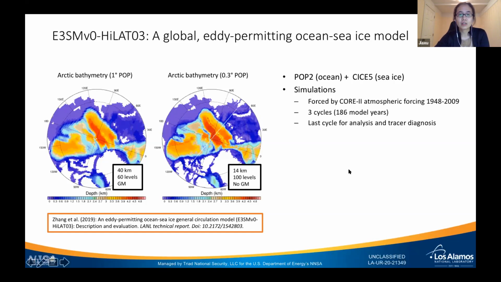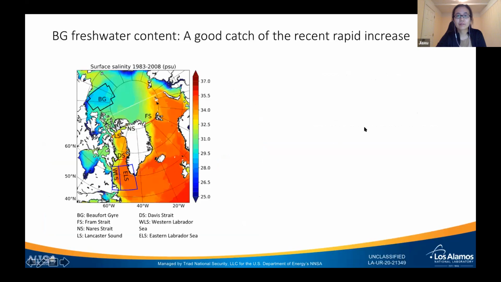By the way, you can see that the Canadian archipelago is much better resolved. Previously it was like a big chunk of island, and now we see all the small islands here. We forced the model using the CORE 2 atmospheric forcing from 1948 to 2009. We forced the model for 3 cycles, making it 186 model years in total, and we used the last cycle for analysis and tracer diagnosis.